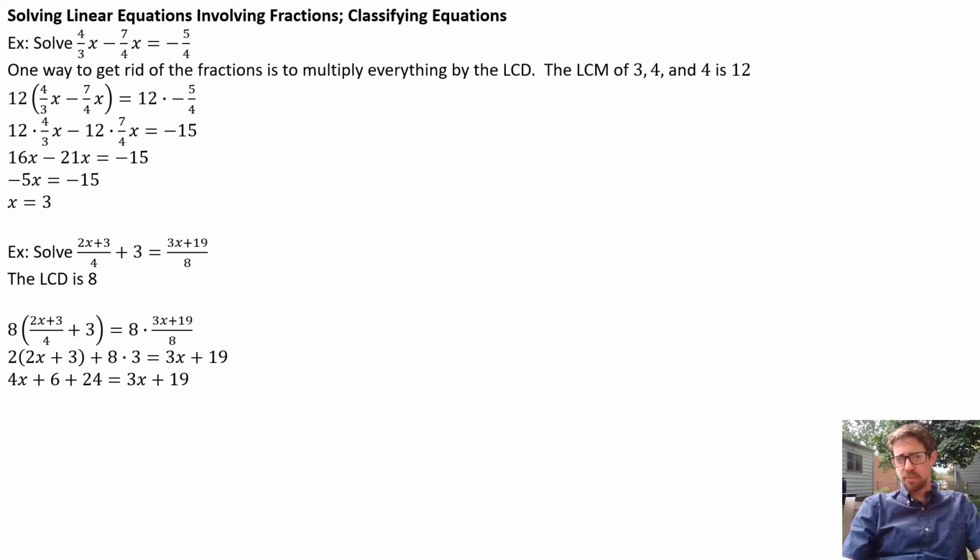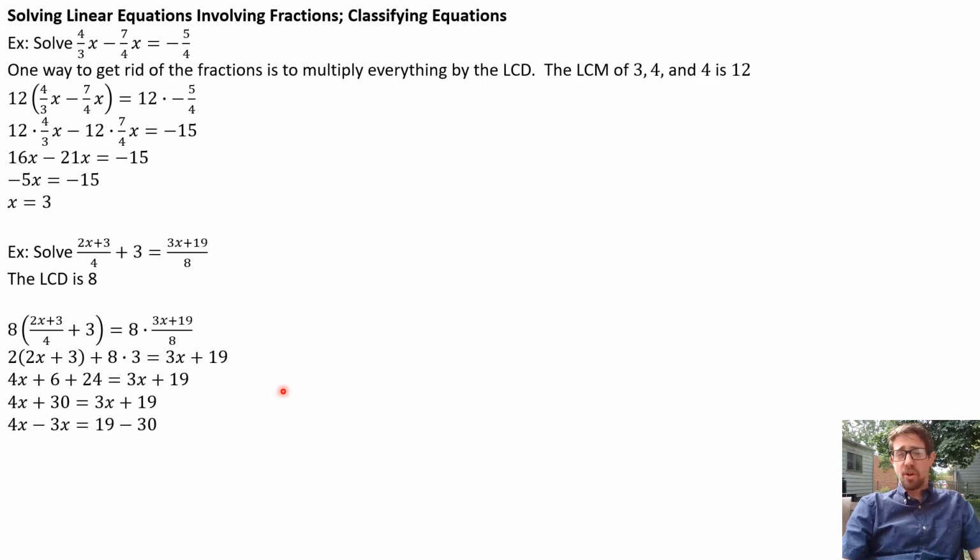And now, again, we're back to where we've been. Distribute, get rid of the parentheses, combine like terms, algebra. So we have 4x plus 6 plus 24 equals 3x plus 19. 6 plus 24 is 30. And then you want to get all the x's on one side. So the best way to do that here is to subtract the 3x from both sides.